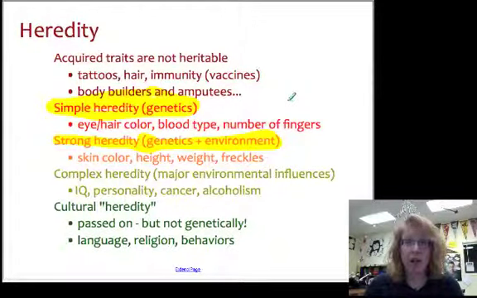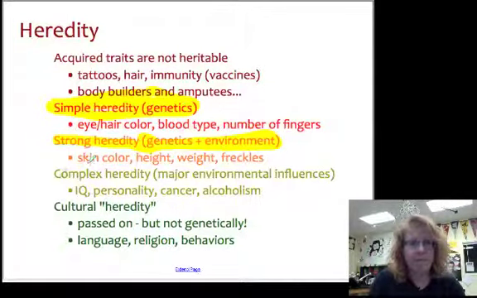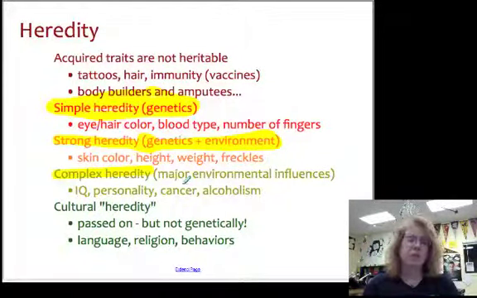Same thing with hair color. Your hair color oftentimes will change. Some kids are born with very, very light hair, and it gets darker as they get older. That's a combination of genetic as well as environment, developmental environment. Furthermore, we can get even a little bit more complex. Things that have major environmental influences.